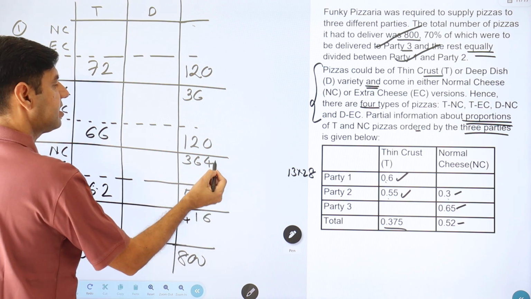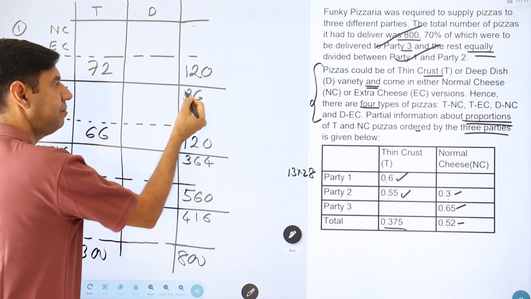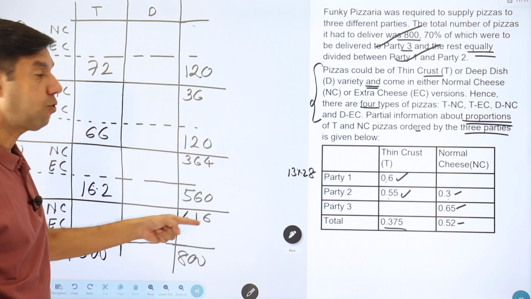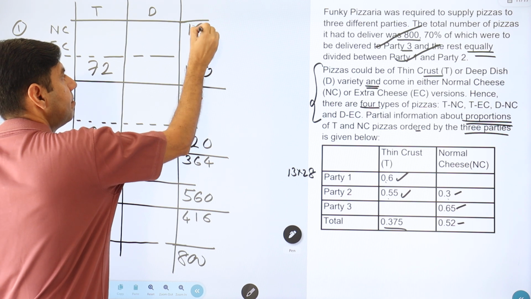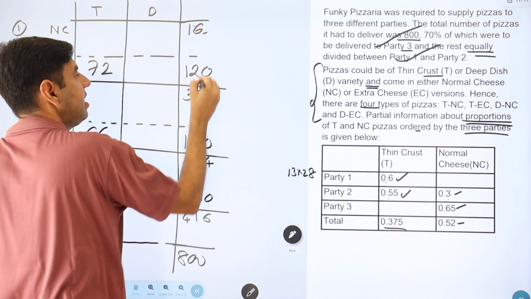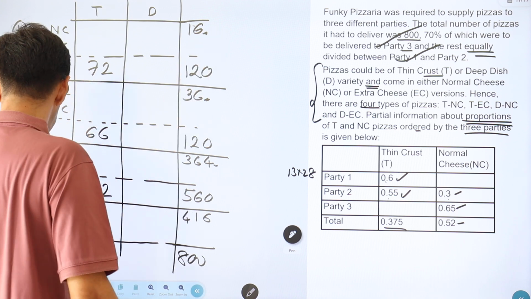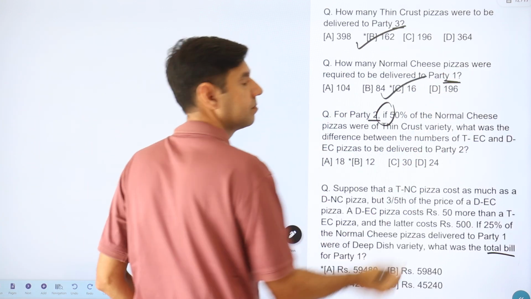Now this 364 and 36. So that's a simple number. 364 and 36 is exactly 400. And this is 416. So this has to be the balance, 16. These three together should add up to 416. So 16 is the answer that I am looking for here.